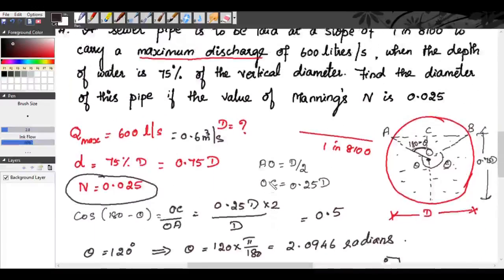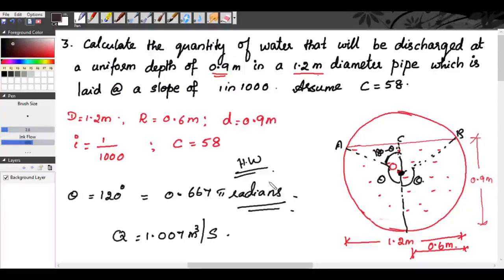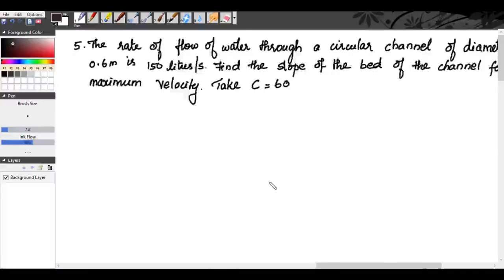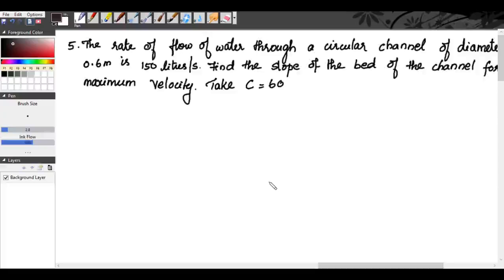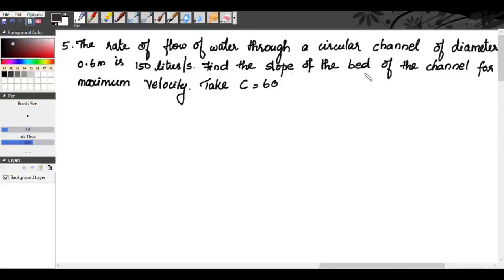We will move on to our fifth problem. The fifth problem is: the rate of flow of water through a circular channel of diameter 0.6 meter is 150 liters per second. Find the slope of the bed of the channel for maximum velocity. So we know for the most economical circular sections, we have the condition for maximum velocity and maximum discharge. Also given the Chezy's constant C is equal to 60.